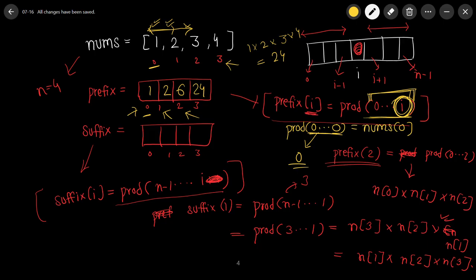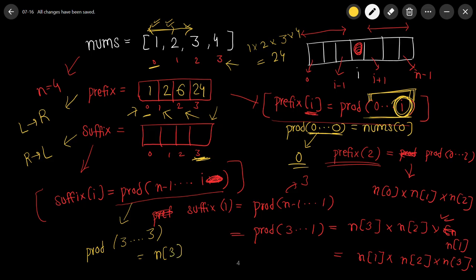Similarly, talking about our suffix array. So prefix, as you saw, was filled from left to right, and suffix would be filled from right to left. So right to left means first you would fill this position. So suffix of 3. By this formula, it is the product of n minus 1, and n minus 1 is also 3 here. So that means 3 till I. I is 3. It's nothing but nums of 3 only. So nums of 3 is 4. So we would put 4 here.